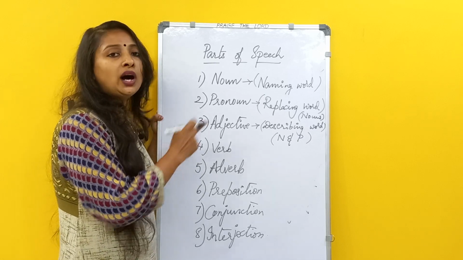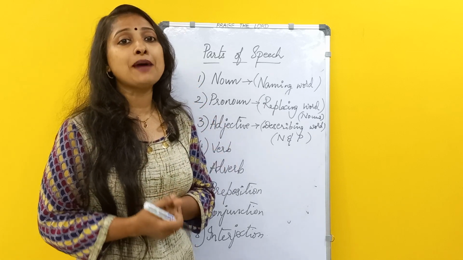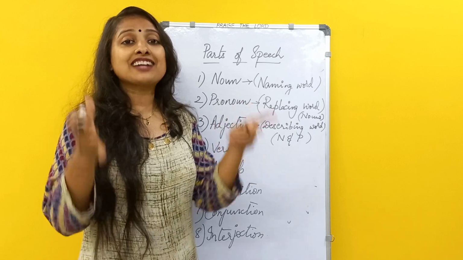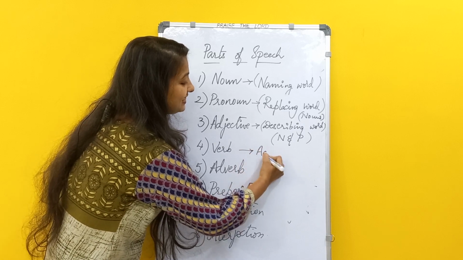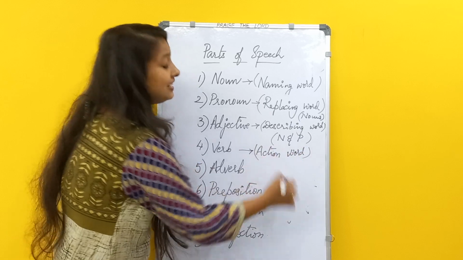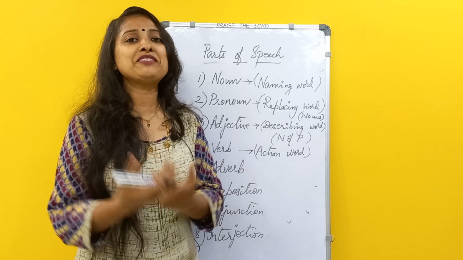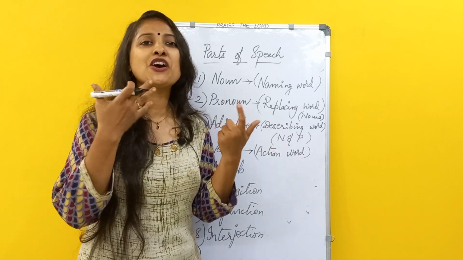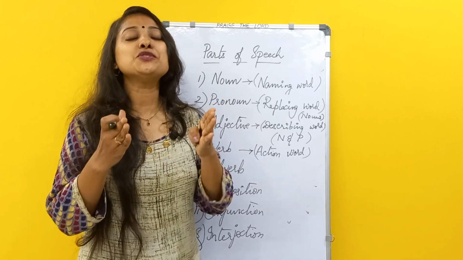Next comes verb. What is verb? This is a very, very important part of speech. Verb is actually the action word. Action word means, will it act? Yes, it makes everyone act. It makes people jump, sit, stand, walk, talk, everything. All these are actions. Right? So verb is an action word in simple terms.